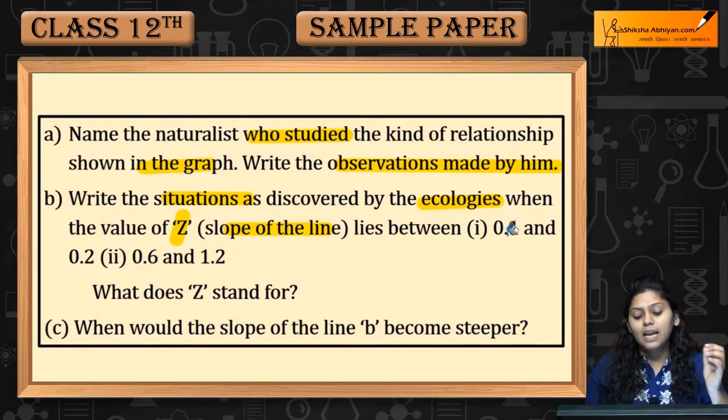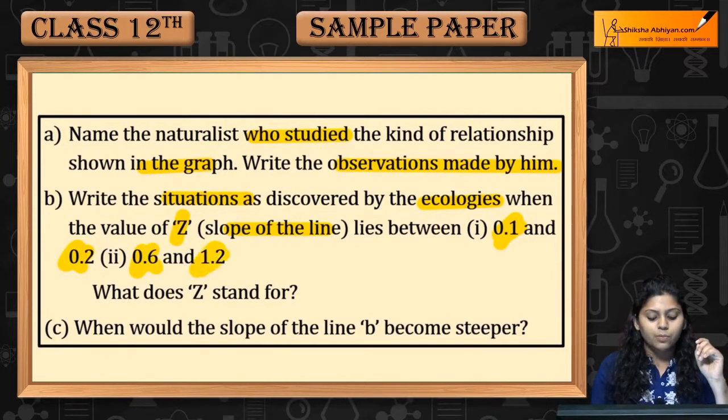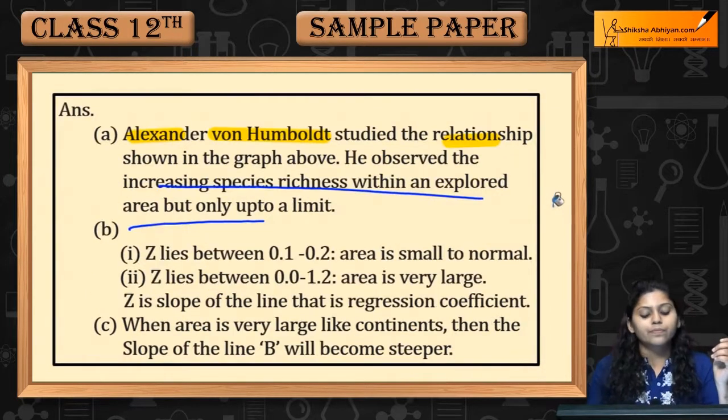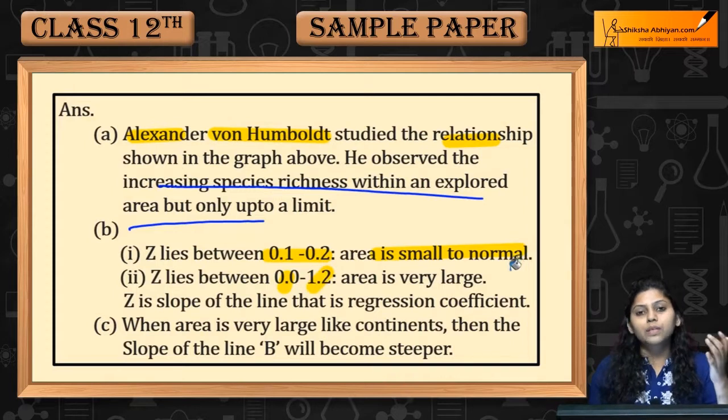Next question is: write the situations as discovered by the ecologists when the value of Z, that is the slope of the line, lies between 0.1 and 0.2, and 0.6 and 1.2. What does Z stand for? Z lies between 0.1 to 0.2: area is small to normal. 0.6 to 1.2: area is very large.